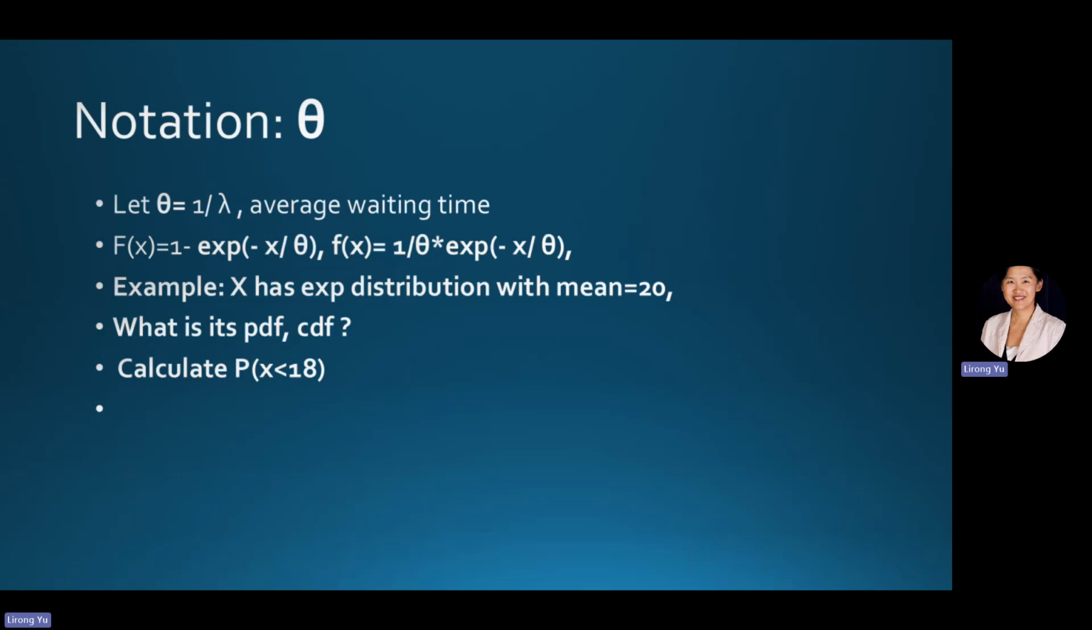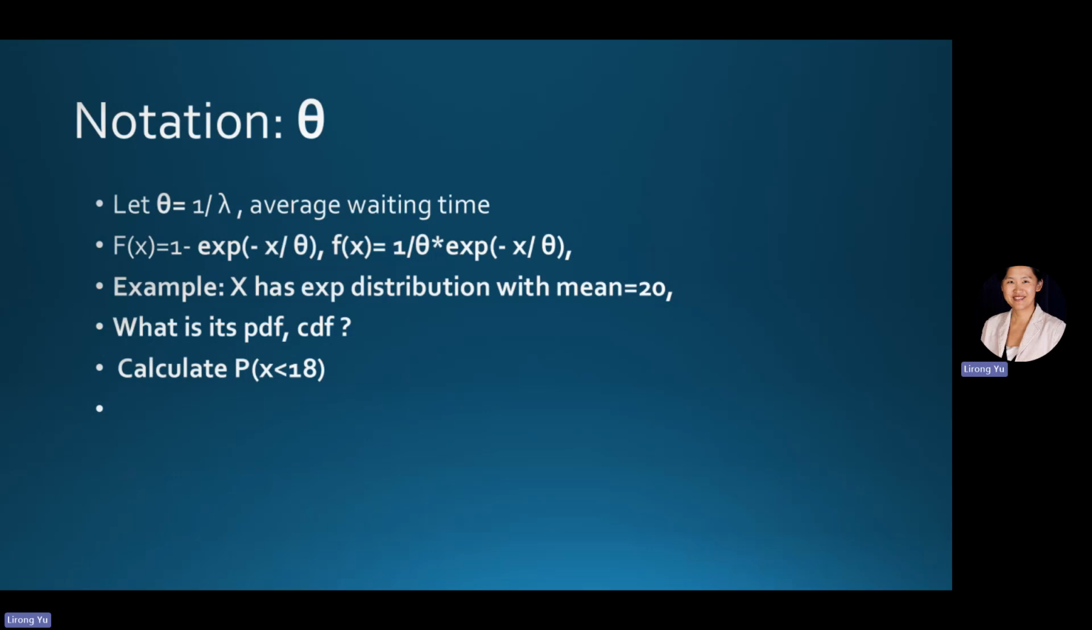So that changes our formula. Our formula for the CDF is 1 minus e to the negative lambda x. Now lambda is 1 over theta, so we have negative x over theta. Also, theta equal to 1 over lambda, lambda equal to 1 over theta, reciprocal of each other. So the density function will be 1 over theta times e to the negative x over theta. That's the official density function for the exponential distribution.